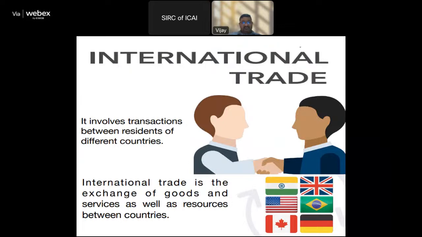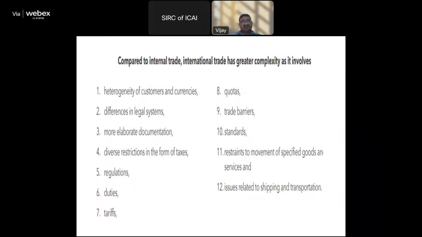International trade involves transactions between residents of different countries. International trade is the exchange of goods and services as well as resources between countries. These are the comparisons between international trade and internal trade: different types of consumers, different currencies, and different legal systems. These are the theoretical areas which you can go through.